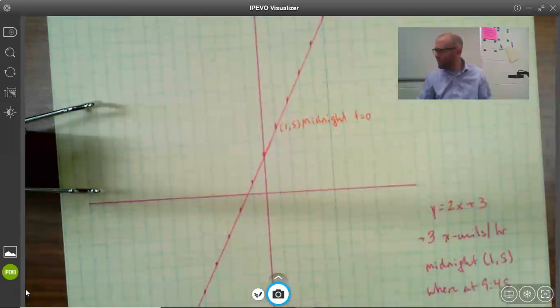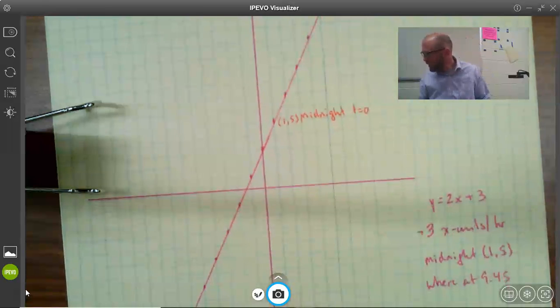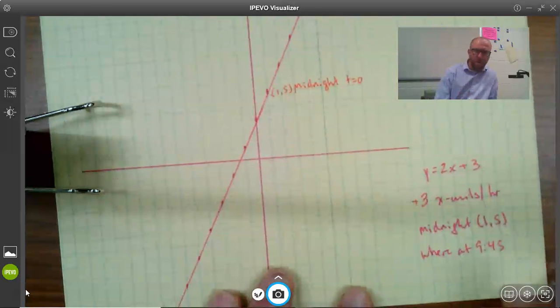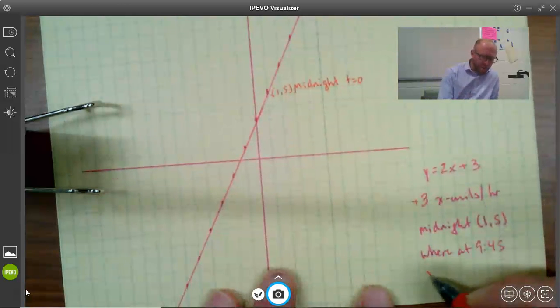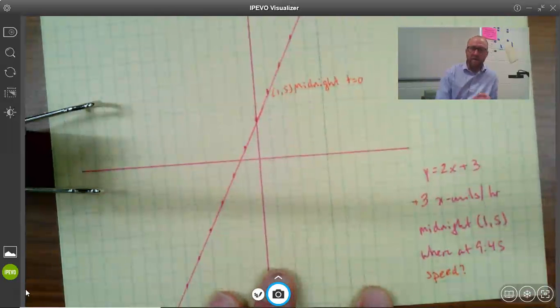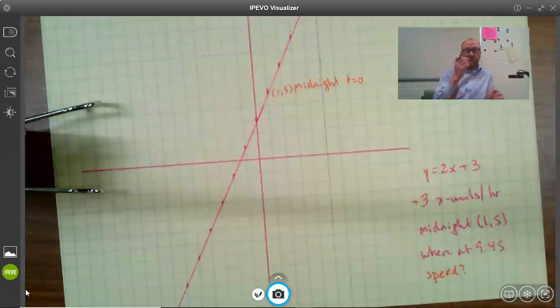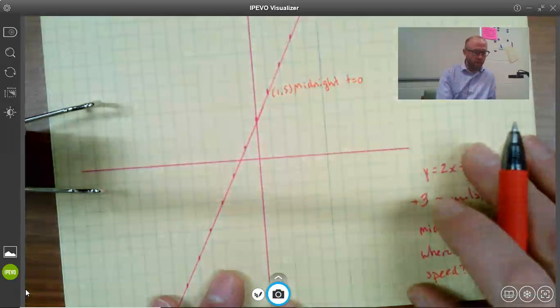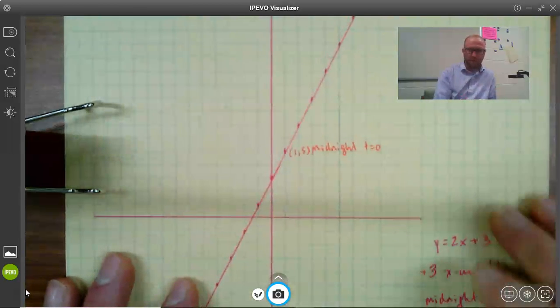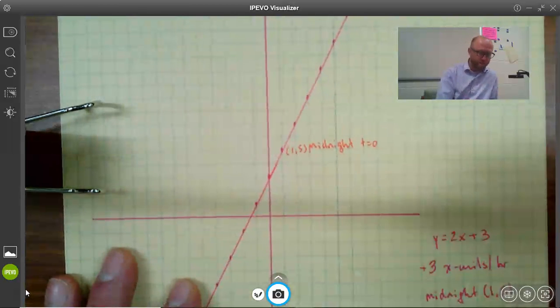We are asked to write equations and find out where Blair is at a certain time, and what her speed is. So where is she at 9:45, and what is her overall speed, not how fast the x coordinate is changing, but the overall speed as she travels along the line. Let's start by making a table.